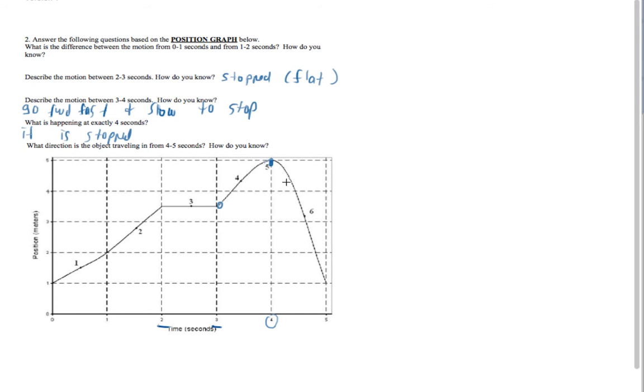And then what direction is the object traveling from 4 to 5 seconds? Backwards, because the slope is negative. And oh, I'm sorry, I missed number 1. What is the difference between the motion from 0 to 1 seconds and 1 to 2? Well, the slope is steeper, so it's faster from 1 to 2 seconds because the slope is steeper.